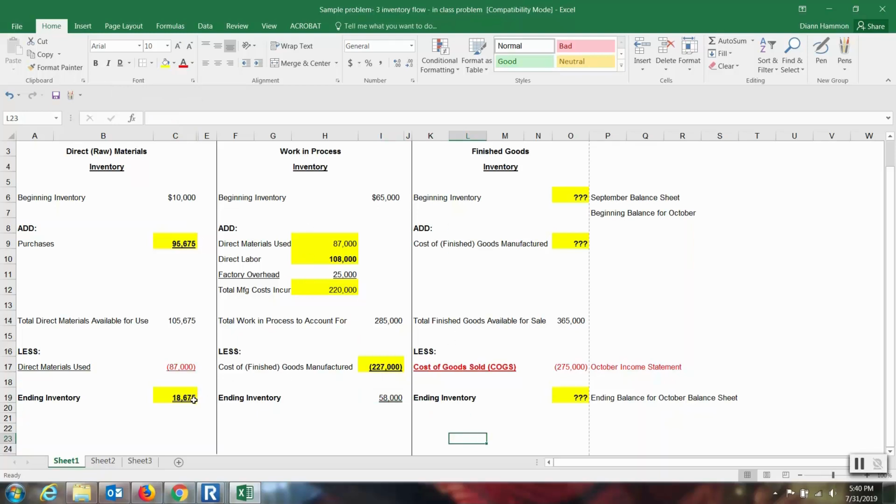The items that are bolded are the numbers that we solved for. Let's put the direct materials used in red to show you that it did flow up to the direct materials used in the work in process inventory. Now let's go to finished goods. Beginning inventory, we have no idea. Cost of the goods that have been manufactured: this is actually going to come from the work in process inventory.